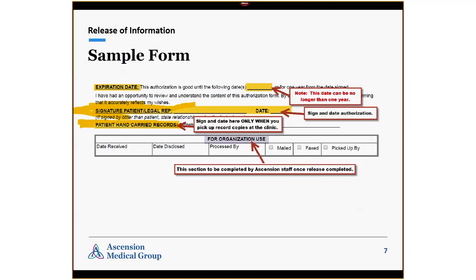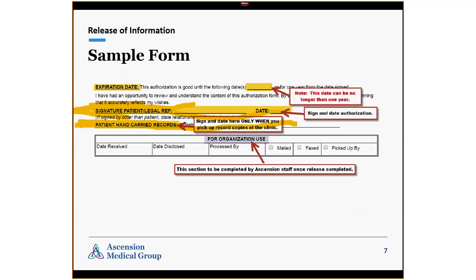Oftentimes it comes in with the signature line only being on the patient hand carried line, and that really makes it look like the patient has what they need and no further action is needed. So you want to be sure that if it's an authorization for disclosure, you always have them sign on the signature and date line, but then if they are picking up the records in the department, have them sign the patient hand carried line.